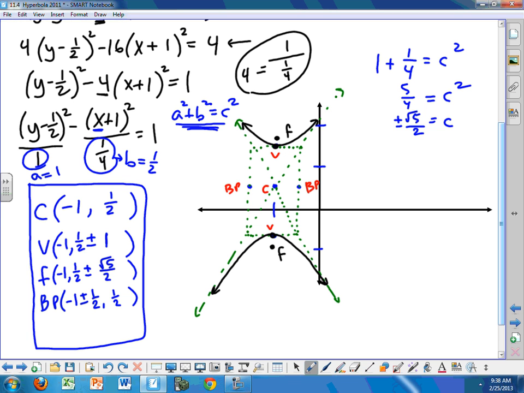However, the nice part about this one is that the slope, rise over run, the rise is a, the run is b, and so 1 over the b value of 1/2 equals 2. So we see that is our m in the equation of our asymptotes. So the asymptotes are not that hard. In this case, it's going to be y minus 1/2 equals plus or minus 2 times x plus 1, using the center point as our point in the point slope form.